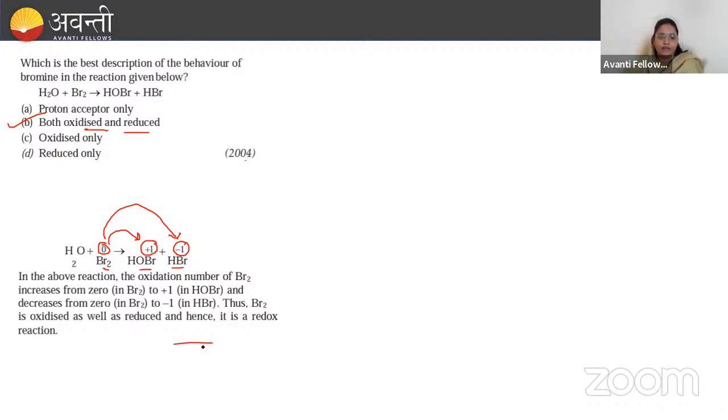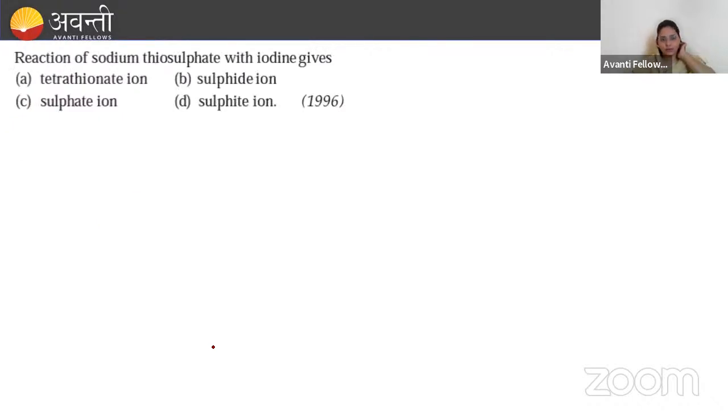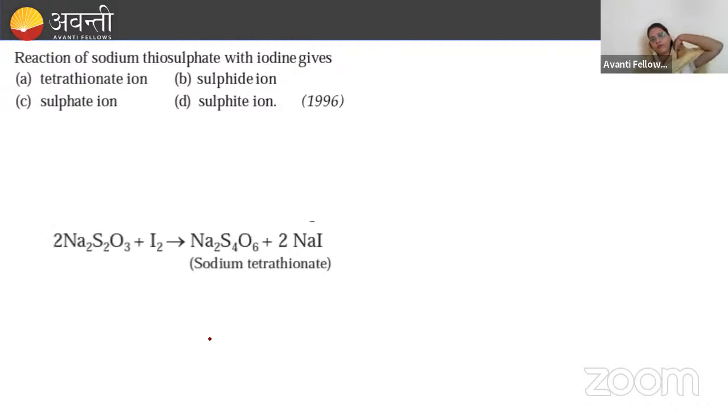See, summarized here everything. Next, reaction of sodium thiosulfate with iodine gives: tetrathionate, sulfide ion, sulfate ion, sulfite ion. What is sodium thiosulfate? Na2S2O3. This is our sodium thiosulfate. Its reaction with iodine gives us sodium tetrathionate, Na2S4O6. So the answer is the tetrathionate ion. Option A.